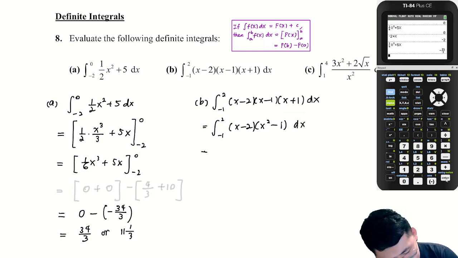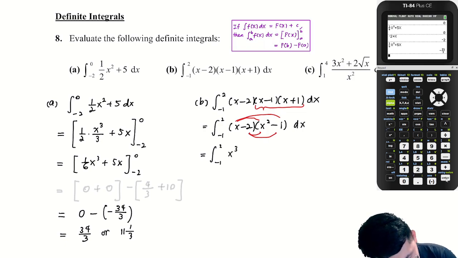Then next I will do the rainbow method of expanding. I'll expand these two first to get this, then I will do this expansion like that. What I have there would be x cubed minus x minus 2x squared plus 2 dx. Now let me rearrange, for aesthetic purposes, from the highest power to the lowest power.